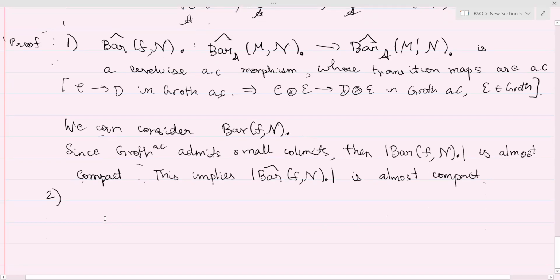Maybe as a short comment. I looked at how it's written up in the paper, and Stefanich writes it slightly differently. I think the reason is that you need to be a bit careful with Groth AC, because I don't think this gets a symmetric monoidal structure. You need to be a bit careful.